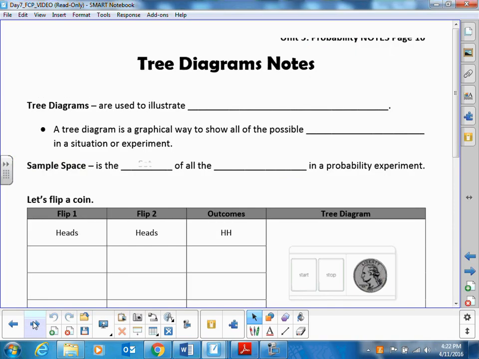Okay, so take out your notes. This is your first page of notes. This is page 16. We're going to review tree diagrams because they are still useful and you have to be able to recognize and read them. You don't have to be able to create them. So if you look at tree diagrams, they are used to illustrate compound probability.